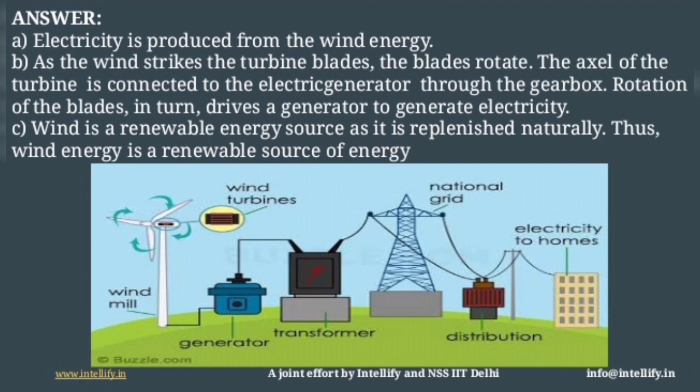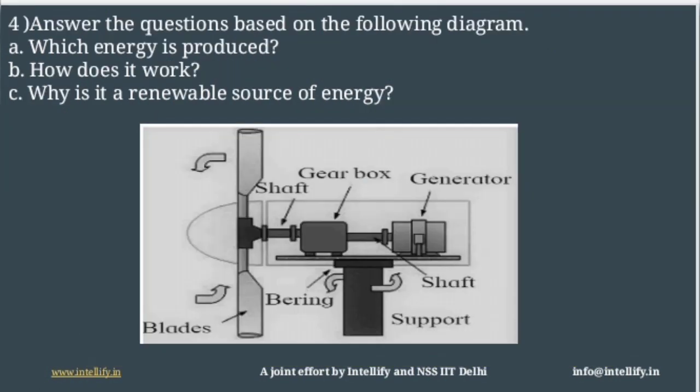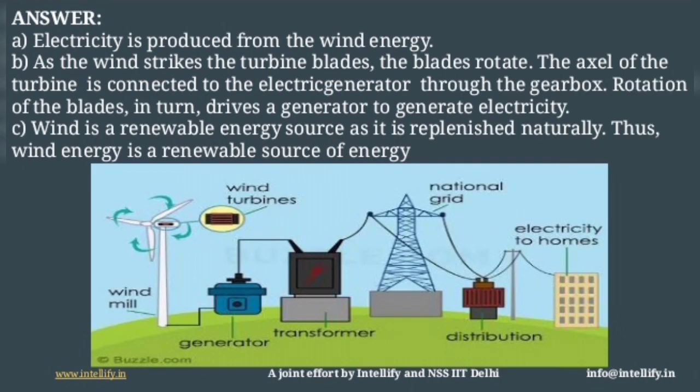And then the second question is, how does it work? You can see this image. As the wind strikes the turbine blades, the blades rotate. The axle of the turbine is connected to the electric generator through the gearbox. The rotation of the blades in turn drives the generator to generate electricity. And then the third question is, why is it a renewable source of energy? Renewable energy means the energy is produced from sources that do not deplete, or that replenish within a human's lifetime. So wind energy is a renewable source of energy.